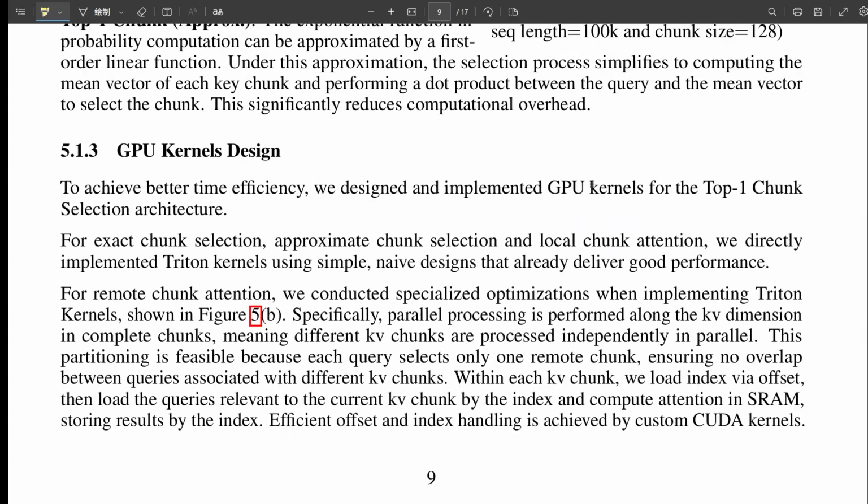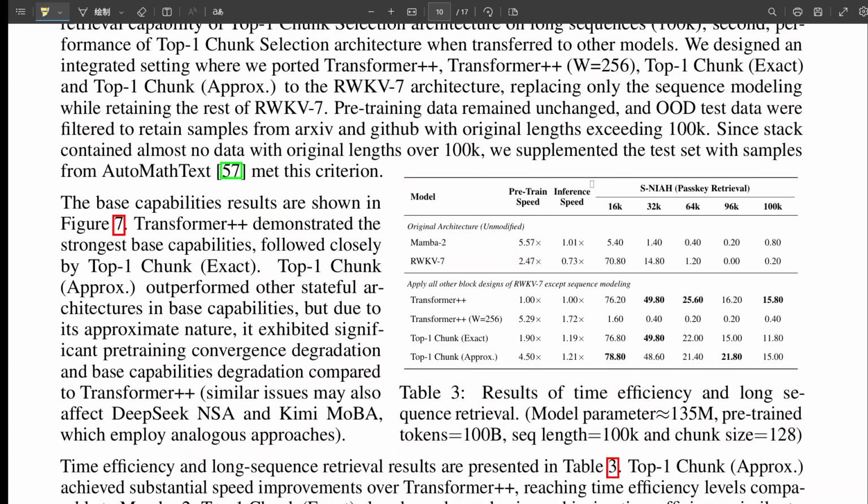They also mentioned fairly that other groups independently came up with similar approximate selection ideas around the same time, like DeepSeek, NSA, KimiMoba. But they highlight their unique contributions: the foundational top one element model, the top one chunk exact variant, the whole theoretical underpinning with the principle, and the specific GPU kernels they developed. Gotcha. So these new architectures are both academic validation and potentially practical paths forward.